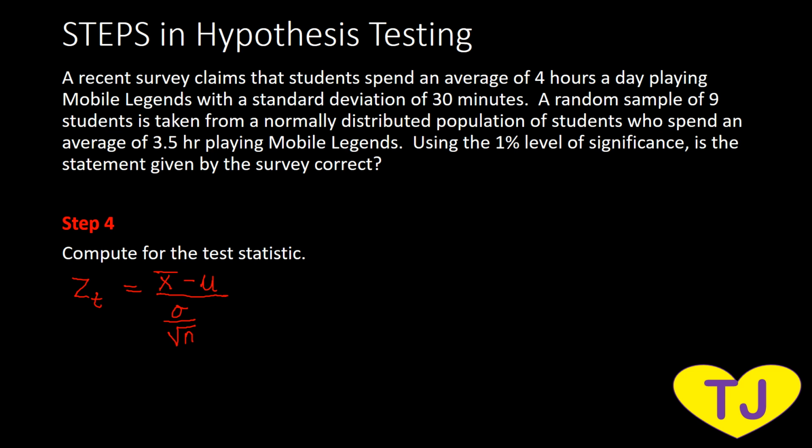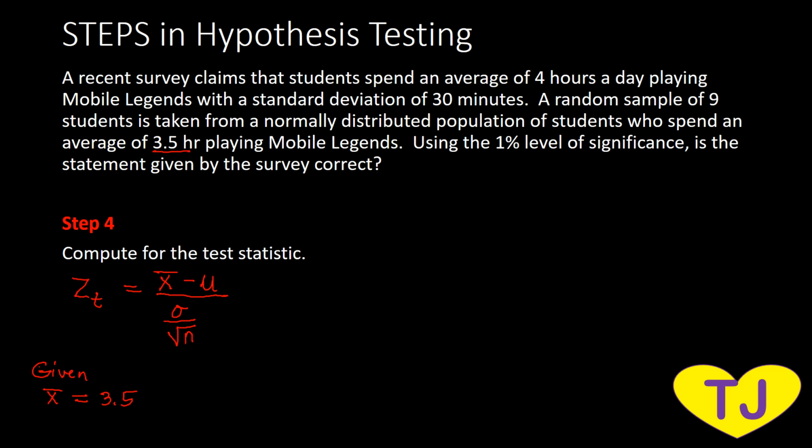Next, all we have to do is to know the different information that we need there. First off, we need to know the given for our x bar. X bar is our sample mean. So based on the problem here, we can just locate the sample mean where we have the statement on the sample. So we have it here. A random sample of 9 students is taken from a normally distributed population of students who spend an average of 3.5 hours. So that means our x bar is 3.5 hours.